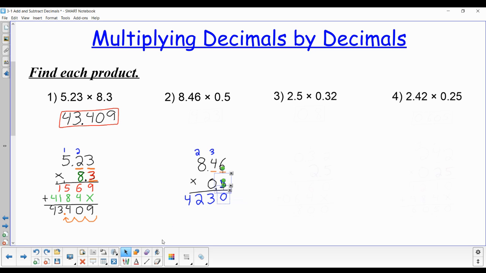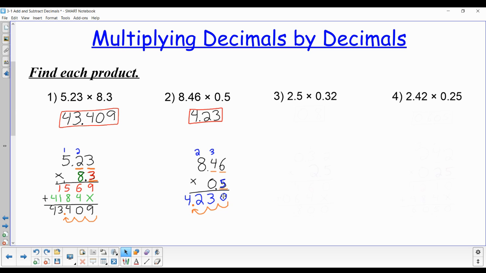Sorry, there should be one there. Let me see if it's actually going to come out. There it is. There are 3 numbers after the decimal point, which means in my answer, there must be 1, 2, 3 numbers after the decimal point. So our answer is going to be 4 and 230 thousandths.